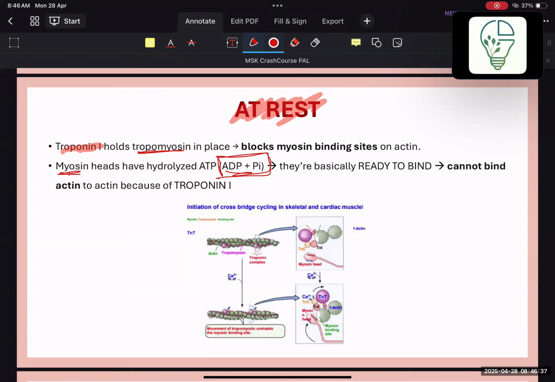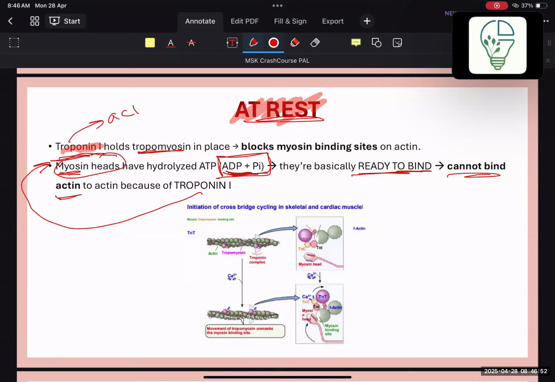What I want you to just remember is that at rest, your myosin head has ADP and phosphate, which means they're ready to bind to the actin, but they physically cannot bind to the actin. Why? Because of troponin I. Troponin I is bound to actin, and it keeps the actin structure very tight. Because the actin structure is very tight, the tropomyosin will inhibit the myosin binding site.